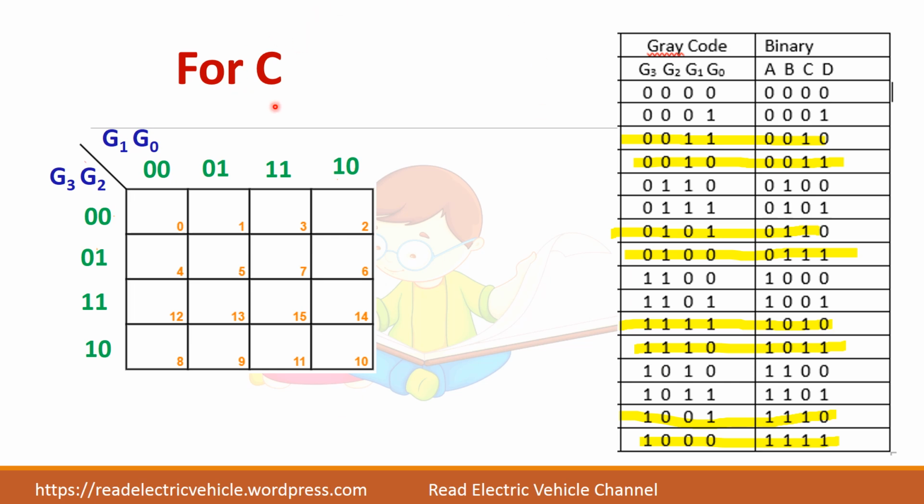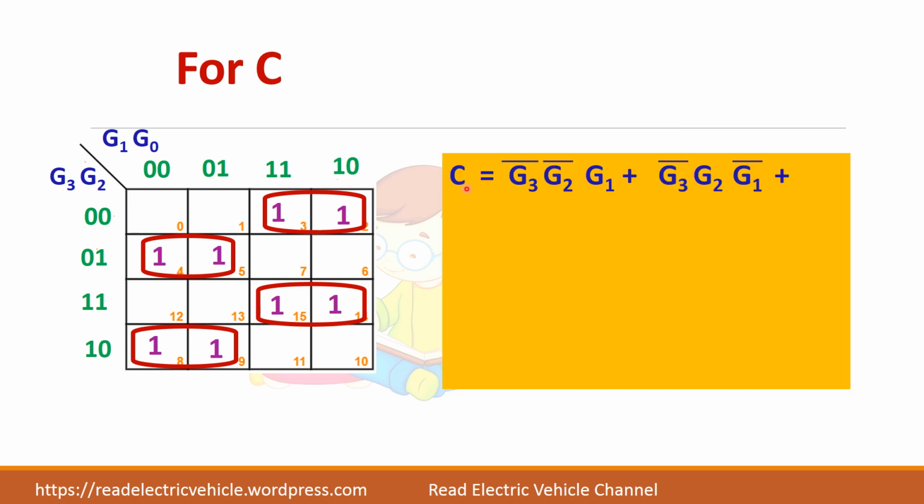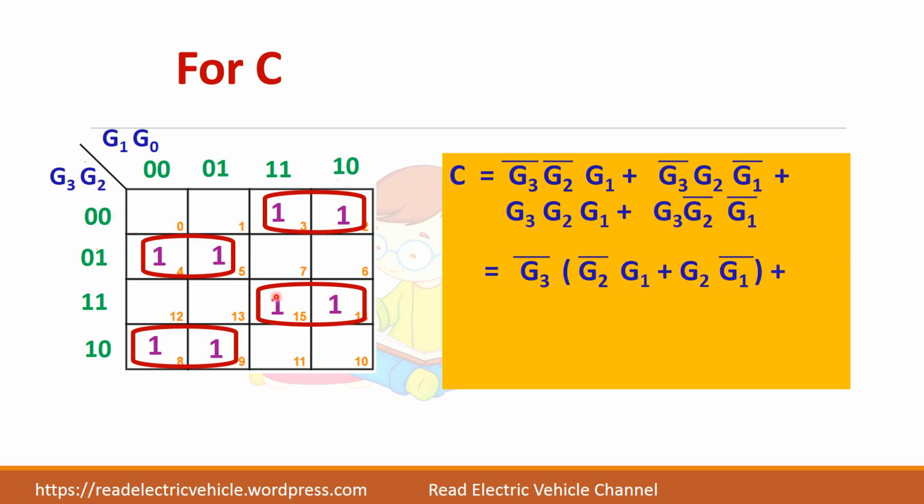Next we will see the second variable C. I have marked the ones here. This is 1 1, here 1 1, mark all the ones and club the ones together. Now also some pattern we can find, so simplify it. Write the expression for this one. For this one it is G3 bar G2 bar and the common term for this is G1. Similarly write for all the 4 ones, simplify it, you will get G3 exclusive OR G2 exclusive OR G1.